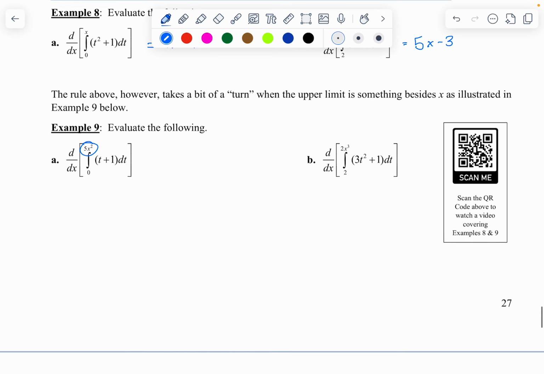So if you remember, if the upper limit is not x, first we have to plug in that 5x squared into t plus 1. But then this whole thing is going to get multiplied by the derivative of 5x squared, which is 10x.